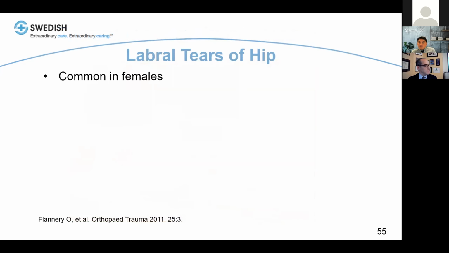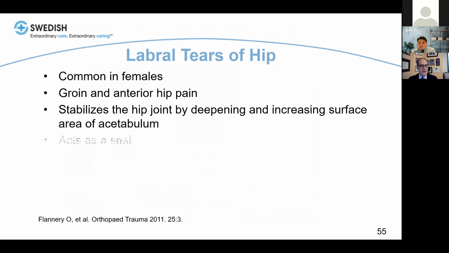Okay, so labral tears, we've got about 10 minutes here. We wanted to get through this and then a little bit on physical therapy. It's more common in females. Again, Dr. Wilcox talked about it earlier. They can present with groin and anterior hip pain. Anterior labral tears may be more groin pain. Posterior labral tears may be more buttock pain. The labrum stabilizes the hip joint. It acts as a seal. The tears are more commonly anterior. Usually they're with some kind of trauma.